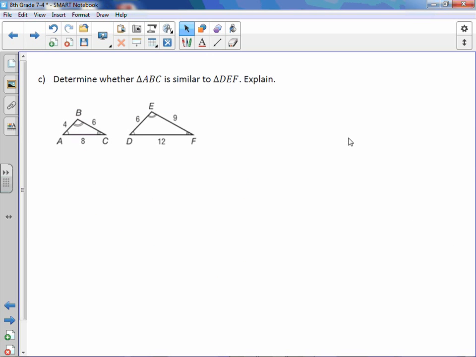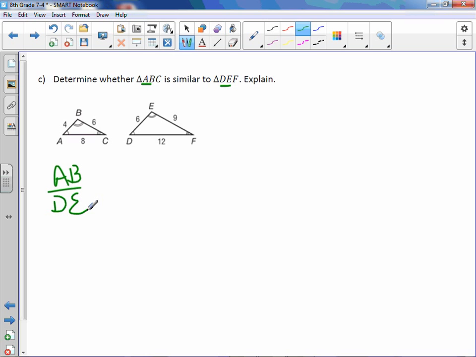Determine whether triangle ABC is similar to triangle DEF. Explain. So here, A and D are congruent, B and E are congruent, C and F are congruent. So I know the angles are congruent. So now let's check out those sides. Again, to figure out what my ratios are, AB to DE, BC to EF, and CA to FD.